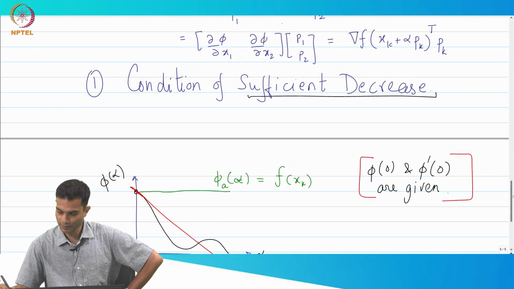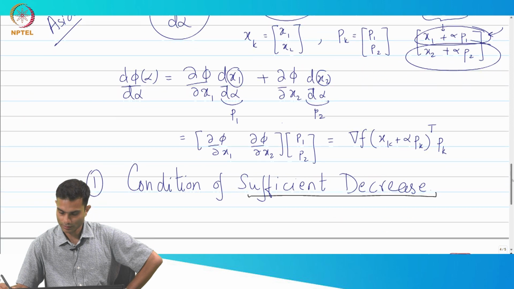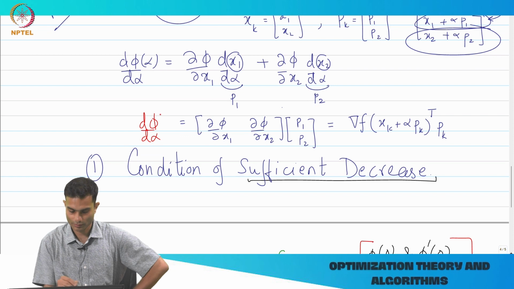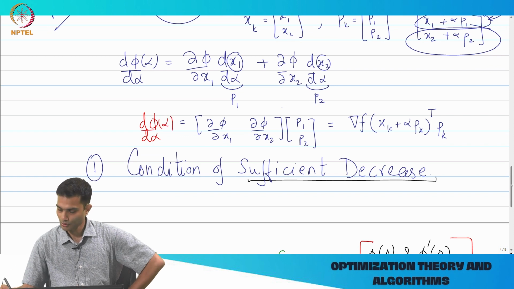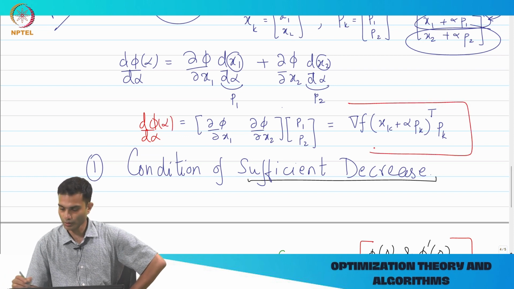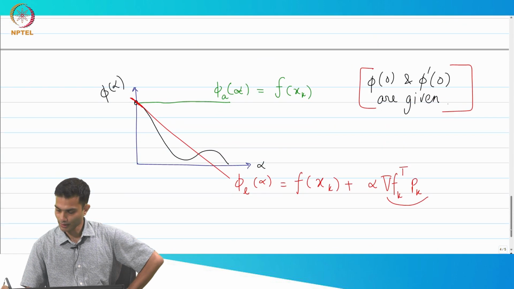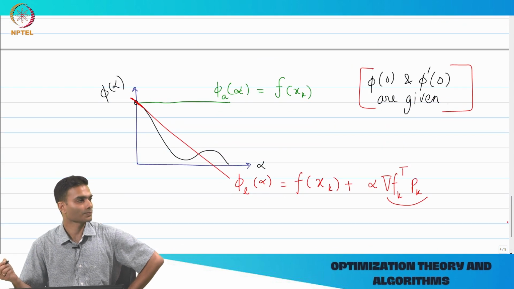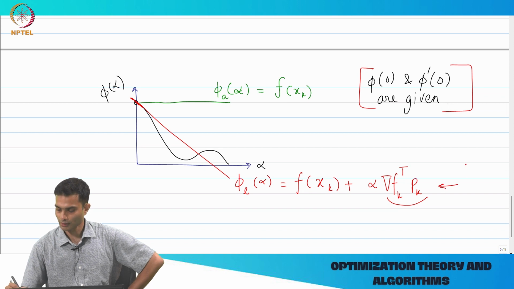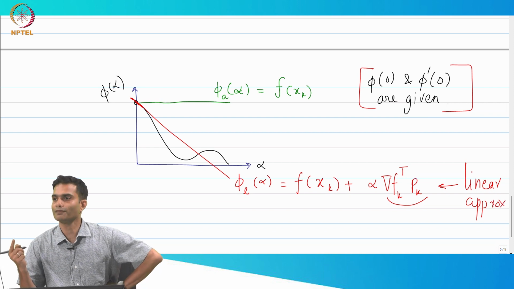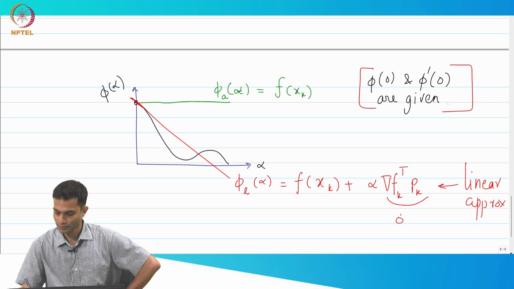If you just scroll up over here, yeah, this is d phi by d alpha of alpha. So look at this expression over here. If I put alpha equal to 0, what will I get? Grad fk transpose pk. What do I have over here? Grad fk transpose pk. So this is nothing but the linear approximation which I can construct because you have only given me phi 0 and phi prime 0, right. This is phi prime 0.